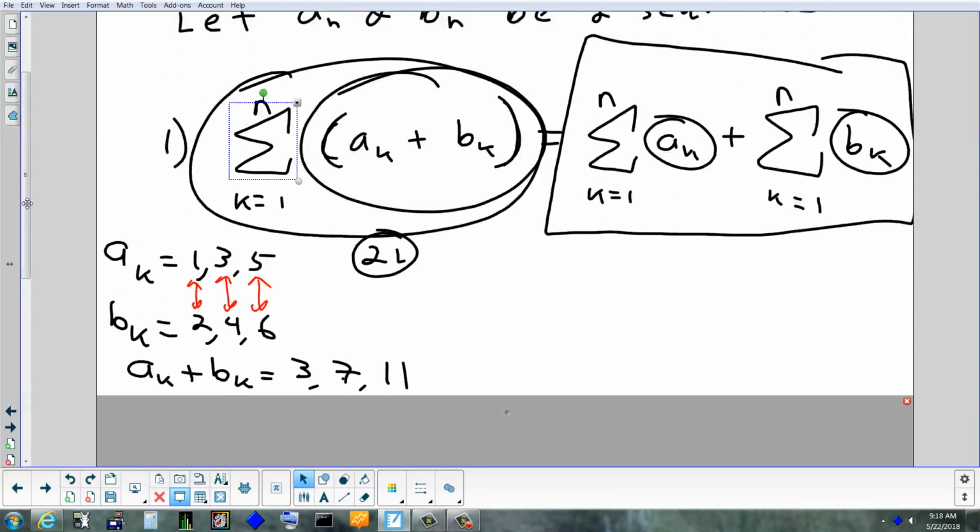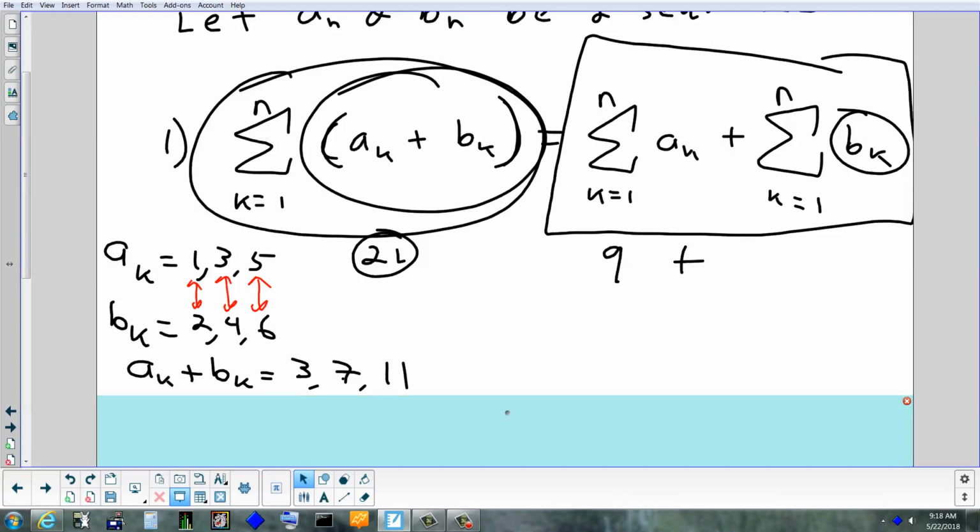Now, doing it the way on the right, it says, okay, there's no parentheses around that. So it says, take all the numbers in sequence A and add them up. 1 plus 3 plus 5 gives me how much? 9. Plus, take all the numbers in sequence B, add them up. 2 plus 4 plus 6. 12. And now, take the two separate results, add them together. 9 plus 12, 21. So, that doesn't prove it, but it just shows you with a specific example that you can take two summations and combine them into one.